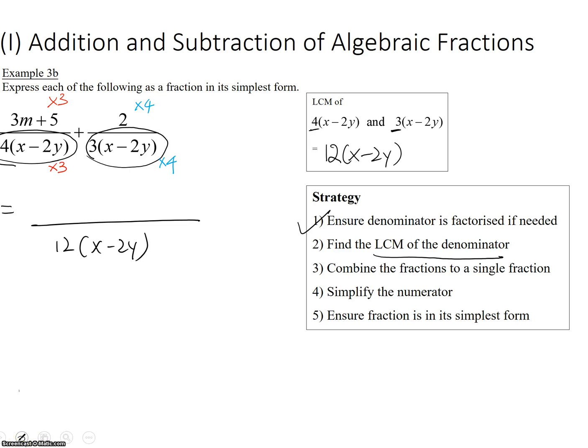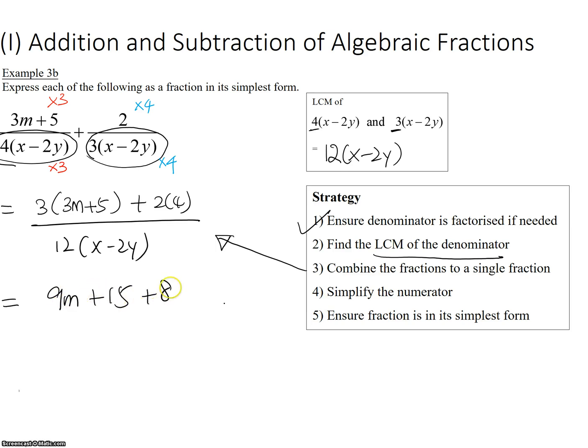So in this case, I can simplify my numerator in this manner. This is combining them into a single fraction. Then from here, you need to simplify your numerator. That would be 9m plus 15 plus 8 over 12 bracket x minus 2y. So with this, simplify it further.